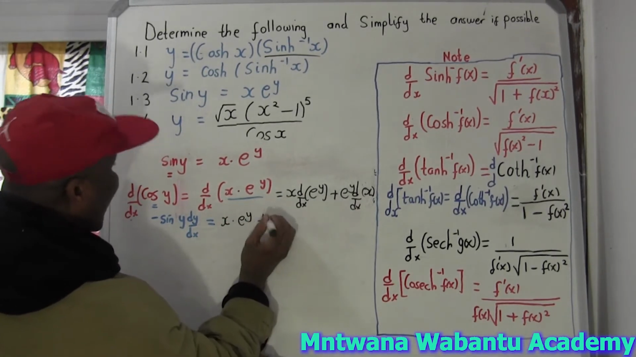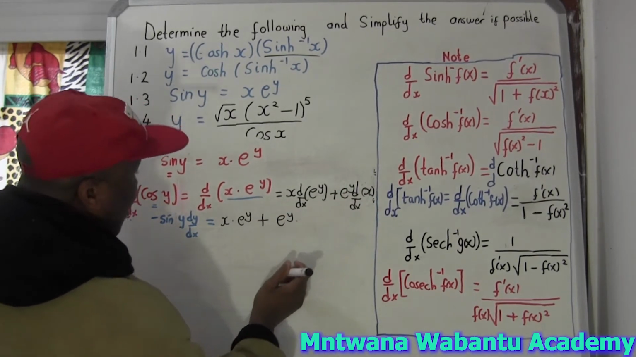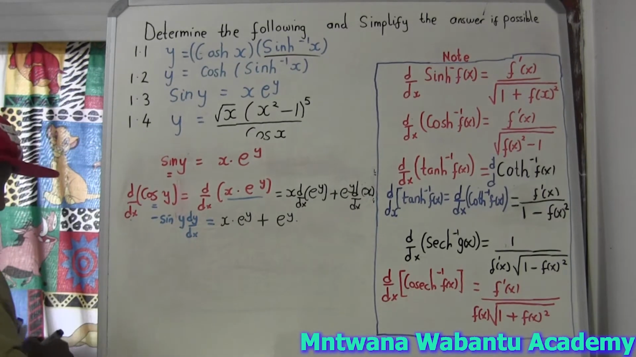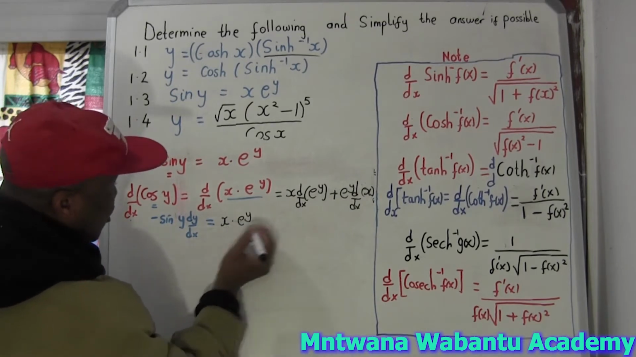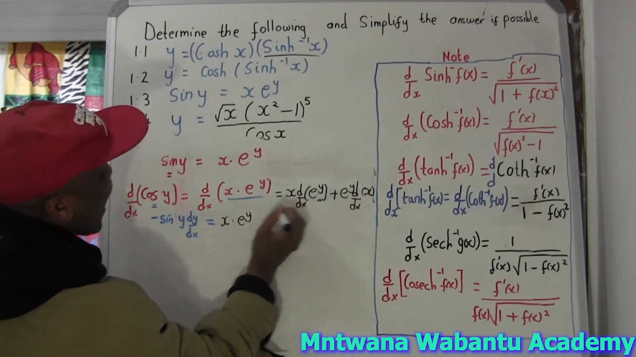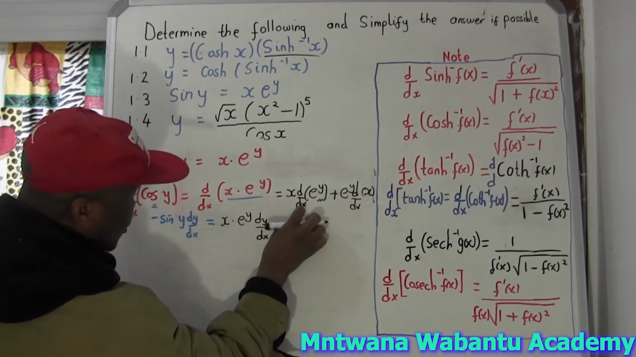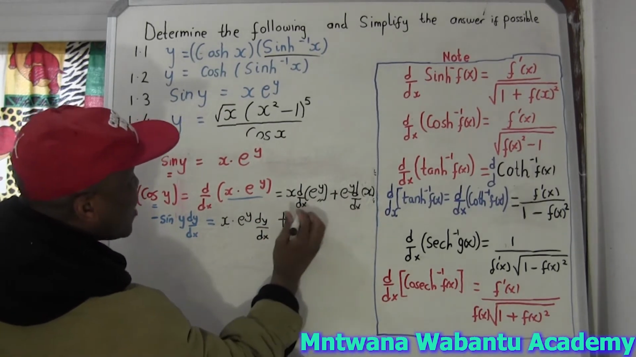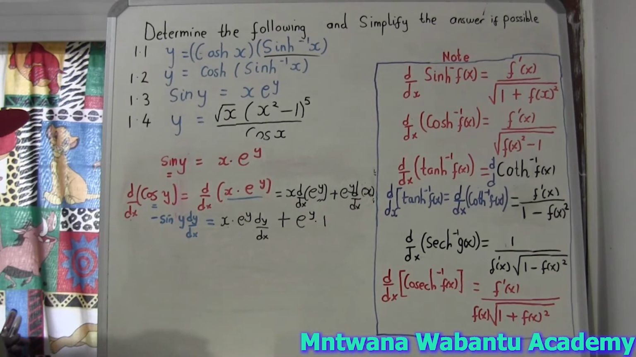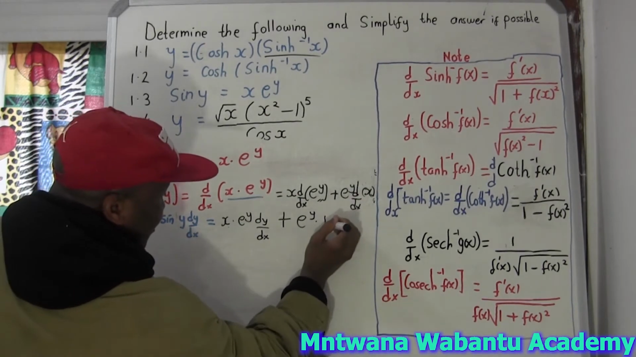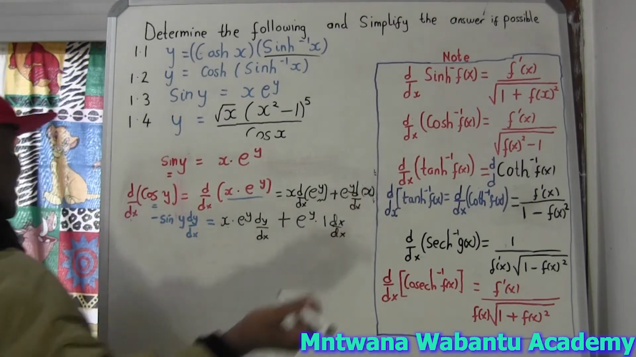And then plus, now we come here. x is constant, differentiate e^y, you get e^y, but you differentiated y, so you must say dy over dx, because there's a dx. Now we plus here. Look, e^y is just constant, but now we differentiate x. When you differentiate the x, you get 1, but what you differentiated is x, so it's going to be dx over dx. So this and this is going to give you 1. So it's like it doesn't exist there.